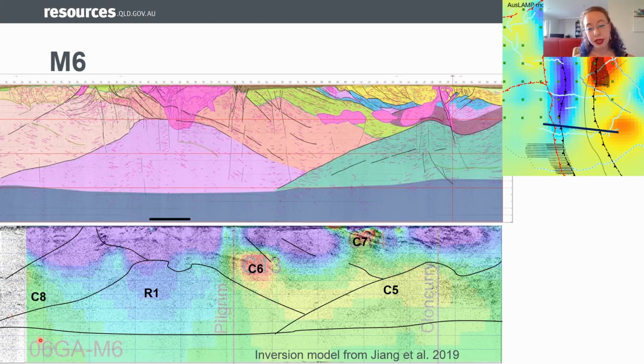And then creeping into the western side of this seismic line, we're starting to see the expression of this western conductor that runs down the western side of Mount Isa. So it's not very compelling here, but we're only just clipping the very edge of it, so that's expected.